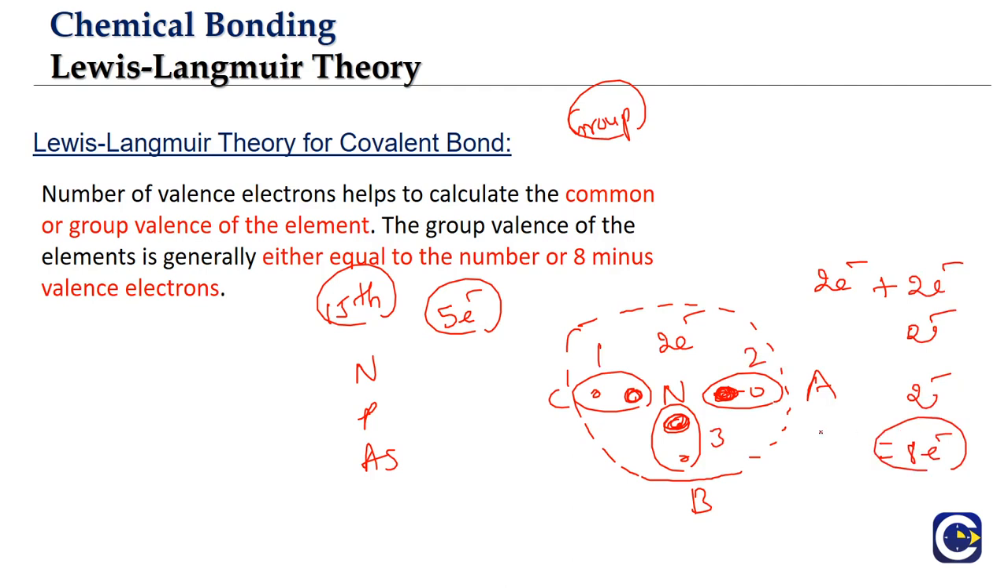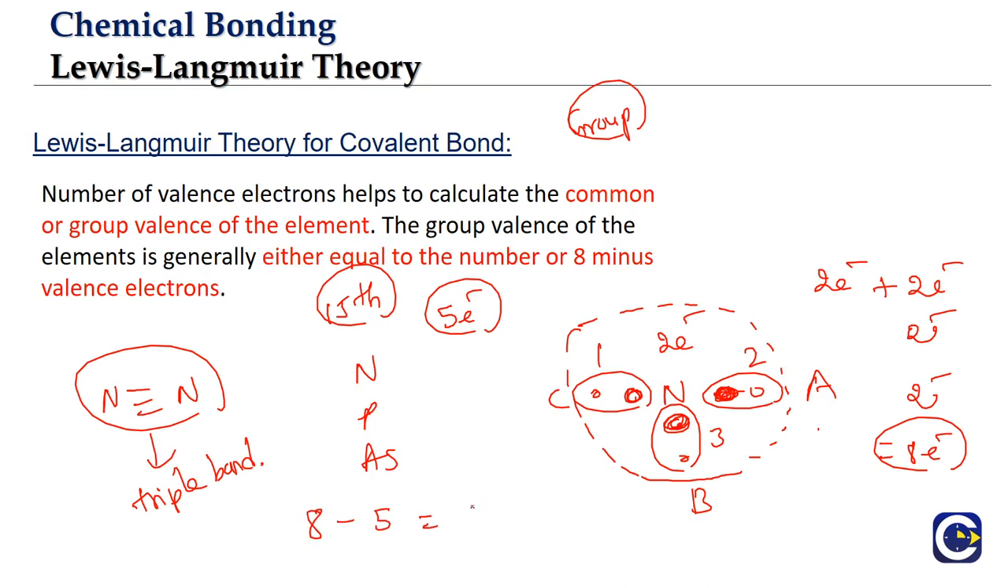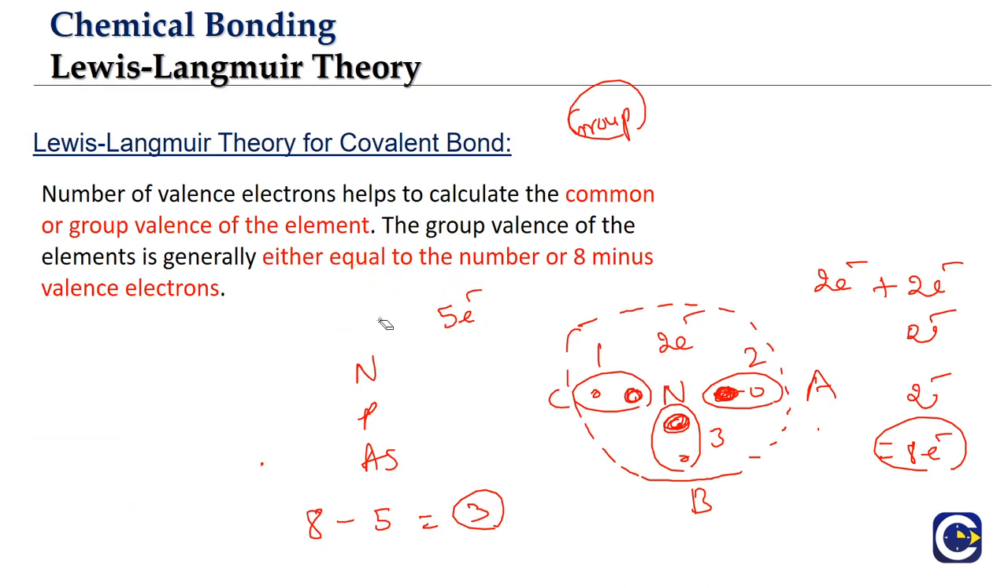Thereby nitrogen is able to achieve the octet by forming 3 bonds. Nitrogen can form 3 bonds. If nitrogen is forming 3 bonds with another nitrogen, that is what will make it a triple bond, isn't it? So the covalency of the nitrogen family elements is 8 minus the valence electrons, which is 5. That will be equal to 3. So the common covalency that is shown by the particular group elements is also what we call the group valence.